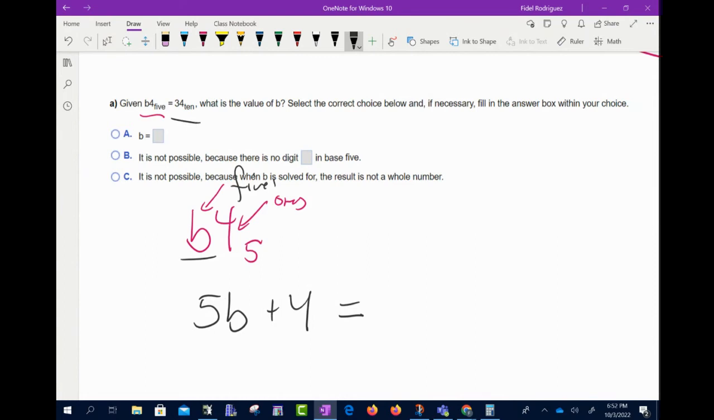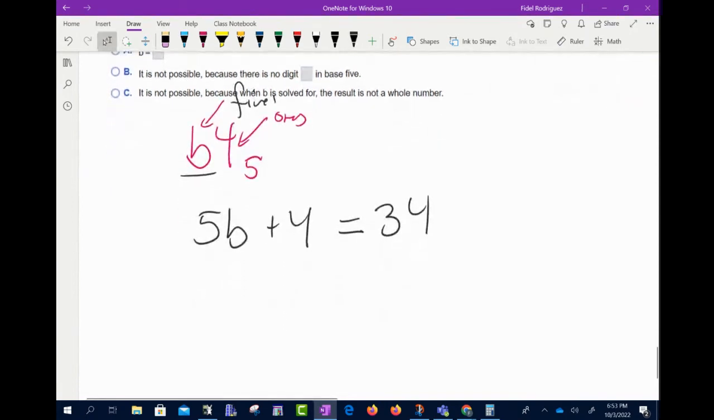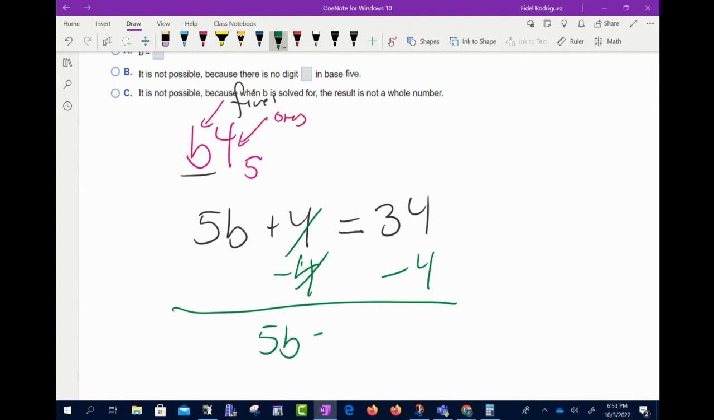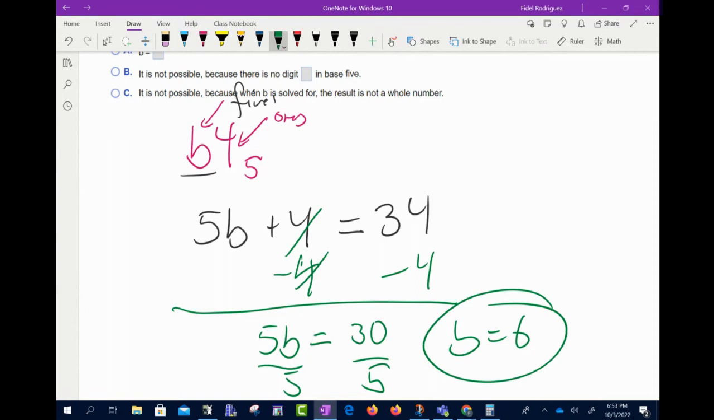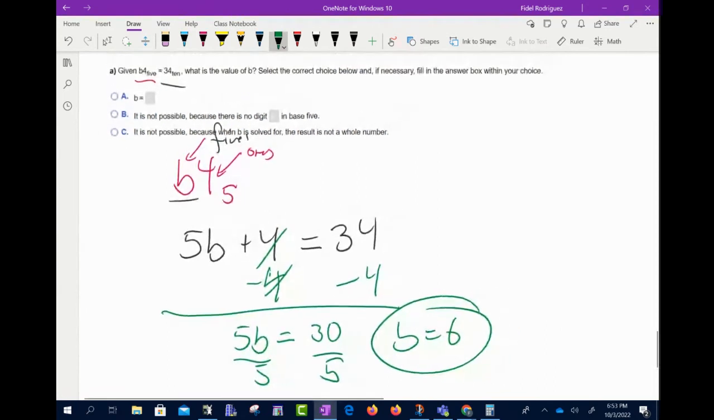So when we're in base 10, it's just the number 34. First thing I'm going to do is solve this equation for the letter b. I'm going to subtract 4 on both sides, and that gives me 5b equals 34 minus 4, which is 30. Then when I divide both sides by 5, I end up with b equal to 6.